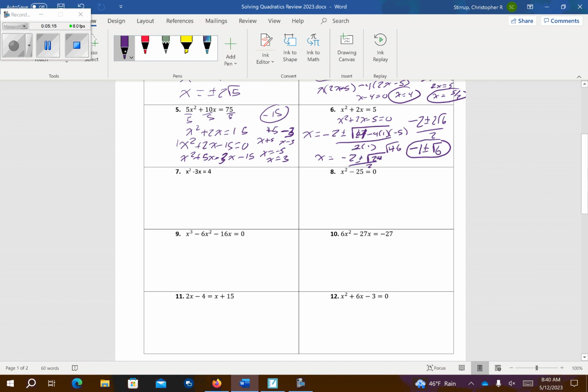Next problem, I'm going to subtract 4 from both sides to get it equal to 0. And then I have to think about what numbers multiply to give me negative 4, but add to give me negative 3, and that would be negative 4 and positive 1. Let's plug those in.